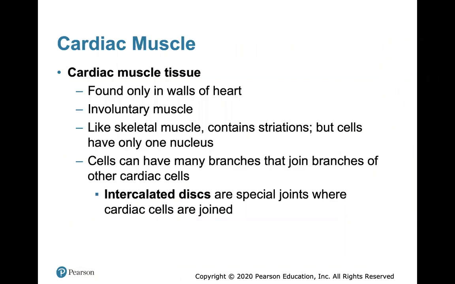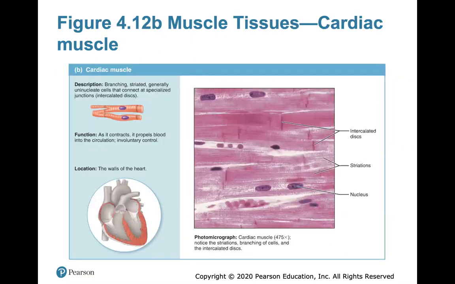Cardiac muscle is only found in the walls of the heart. It's involuntary, meaning your heart beats on its own. It contains striations, but the cells have only one nucleus. The cells have many branches that join together to other cardiac cells at intercalated discs, which are specialized joints where cardiac cells are joined. So you see striations, but only one nucleus per cell, and then the intercalated discs will connect the branching cells together.